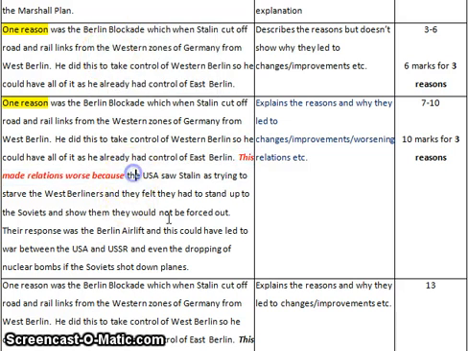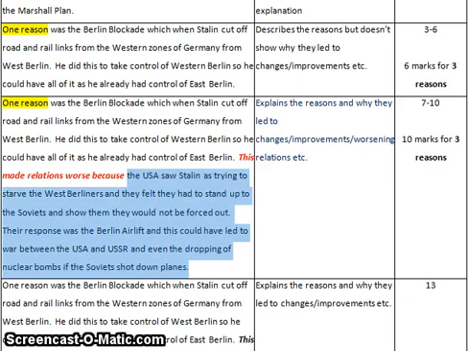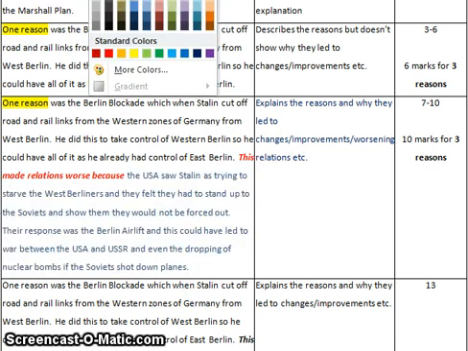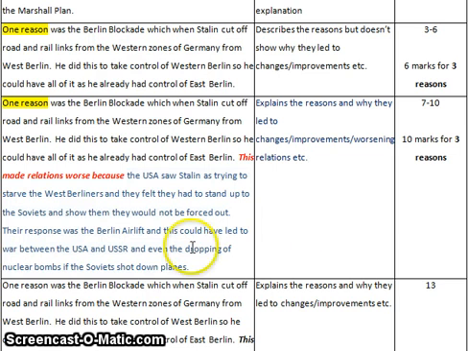This made relations worse because the USA saw Stalin as trying to starve the West Berliners, and they felt they had to stand up to the Soviets and show them they would not be forced out. Their response was the Berlin airlift, and this could have led to war between USA and USSR, and even the dropping of nuclear bombs if the Soviets shot down planes. So, there we go. We can see that this is a much more explained answer. If this was done for 3 different reasons between those dates, it could get up to 10 marks if they're all done equally well.